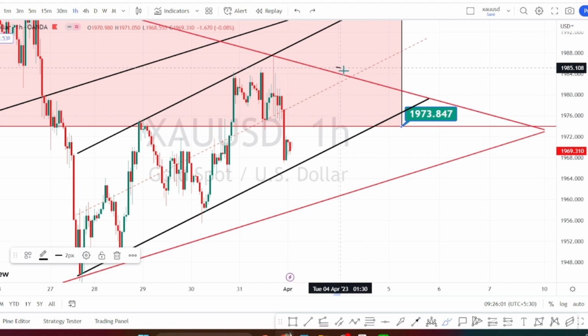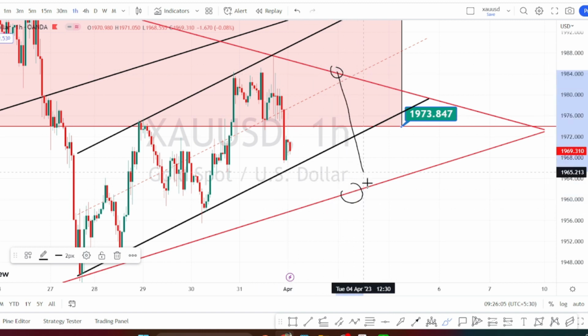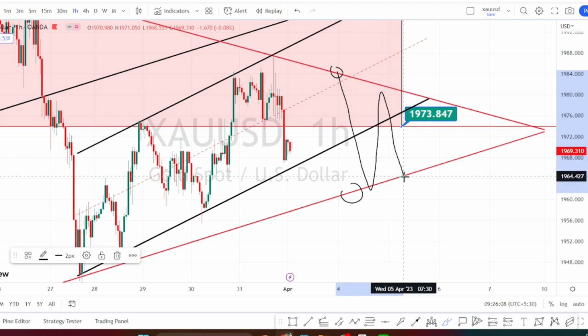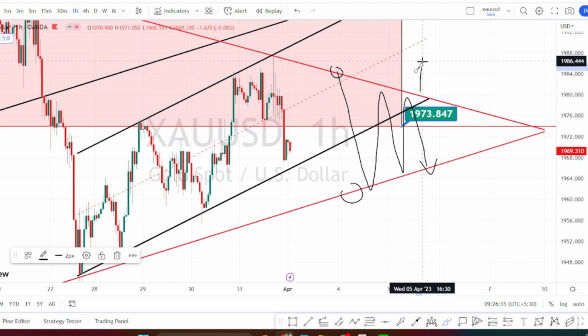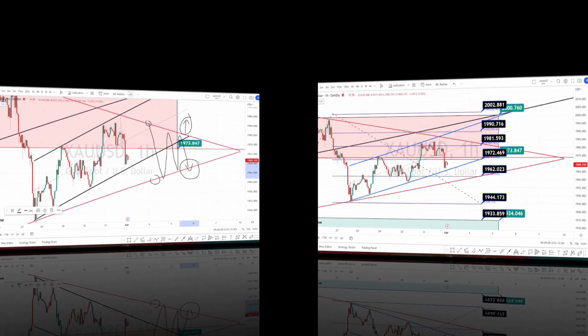But again, as long as the price action is trading within this symmetric triangle pattern, we can expect the consolidation to continue in hourly time frame also. So I would recommend you to wait for the price action to give a breakout from this consolidation in order to take a directional trade in hourly time frame also.